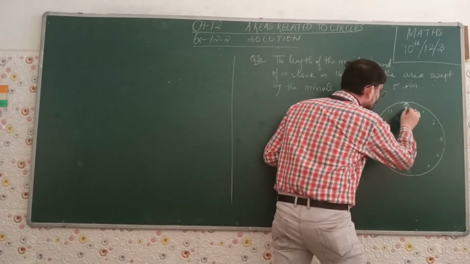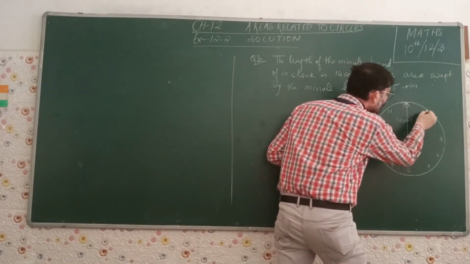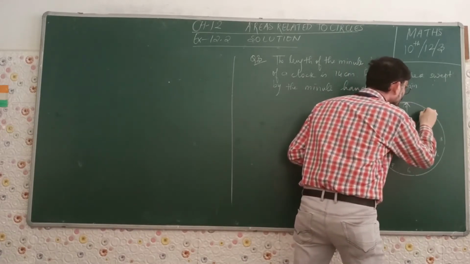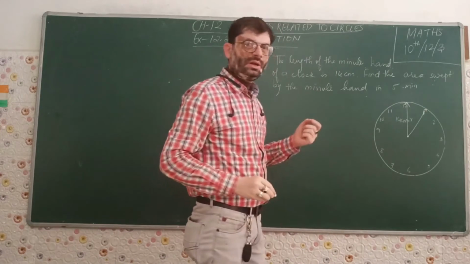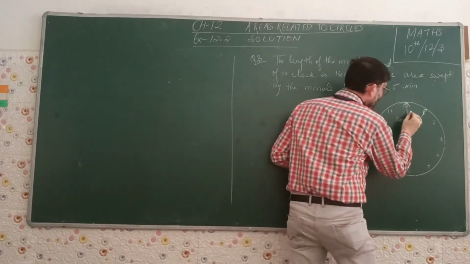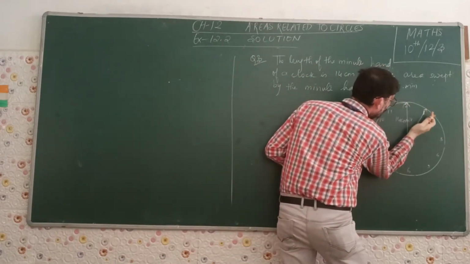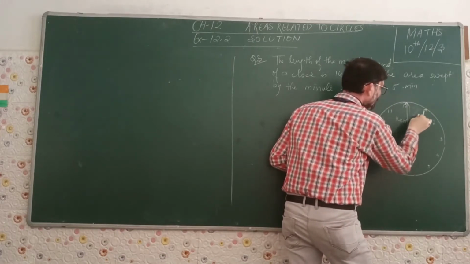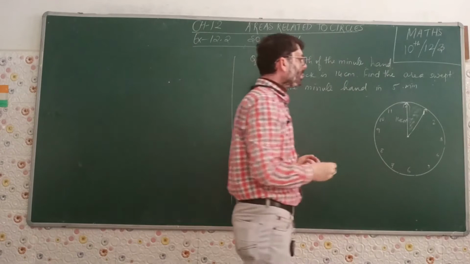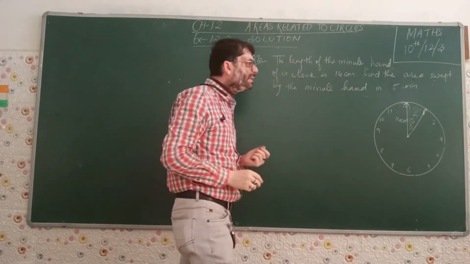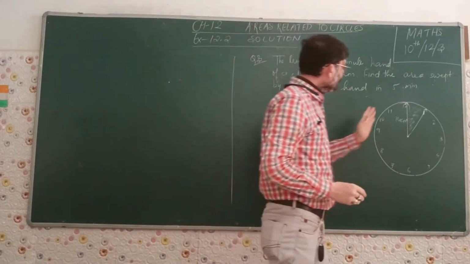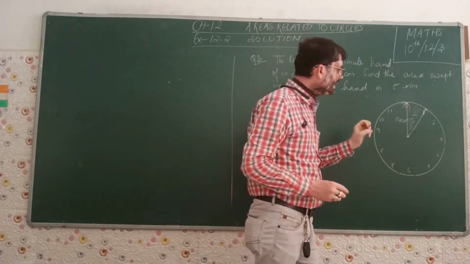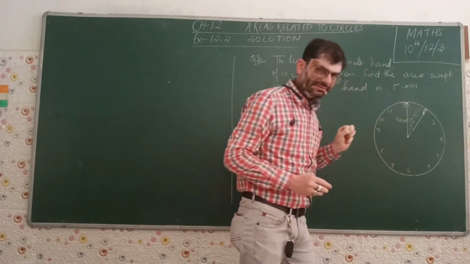In 5 minutes, this minute hand will move to the position 1. That means in 5 minutes it will move to 1, and the area swept will be this one. This is the area that is swept by the minute hand in 5 minutes. Now when it moves from 12 to 1, covering 5 minutes, it sweeps the area. It forms a sector, if you see.